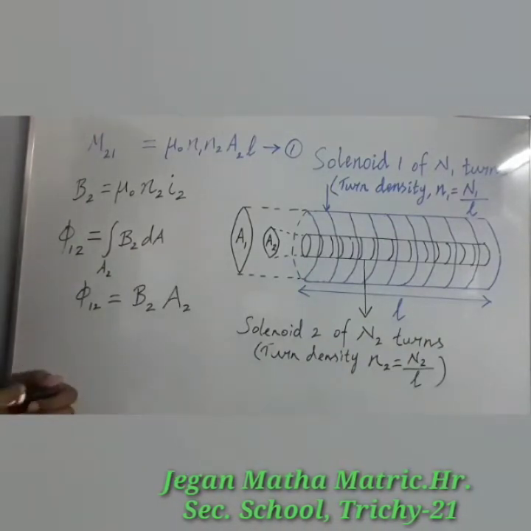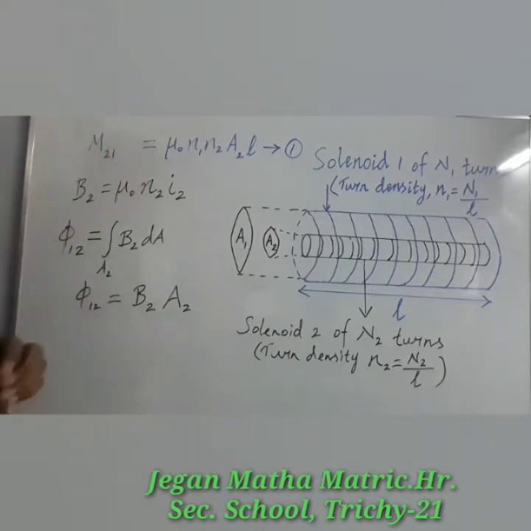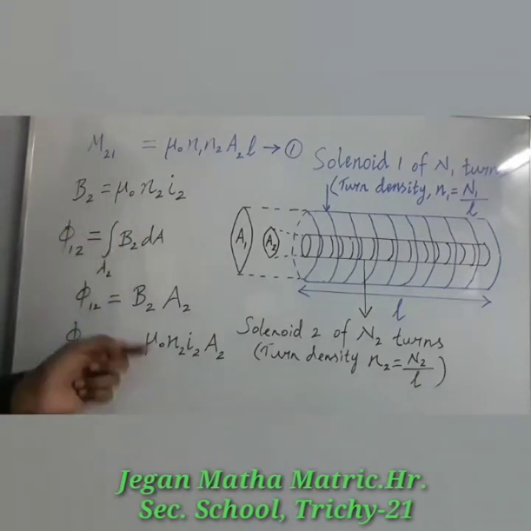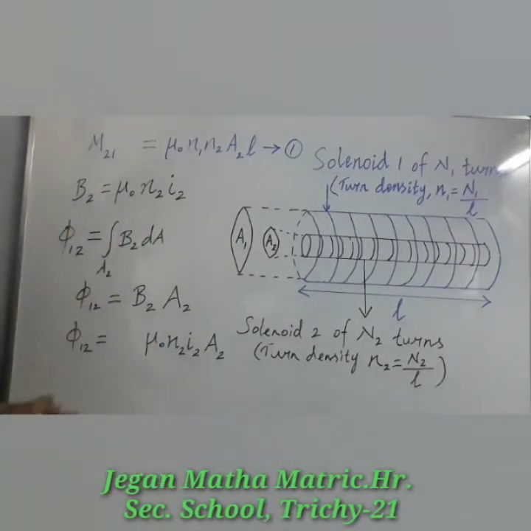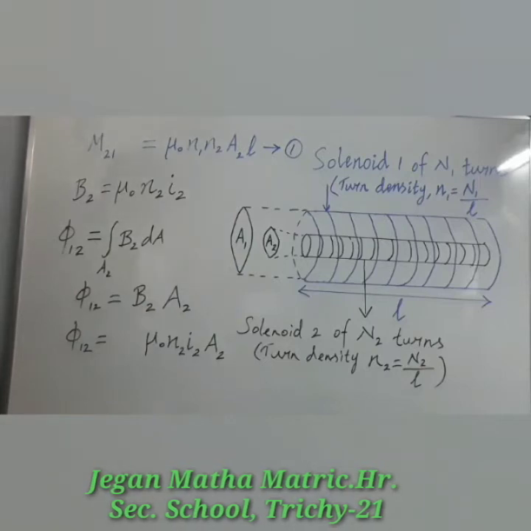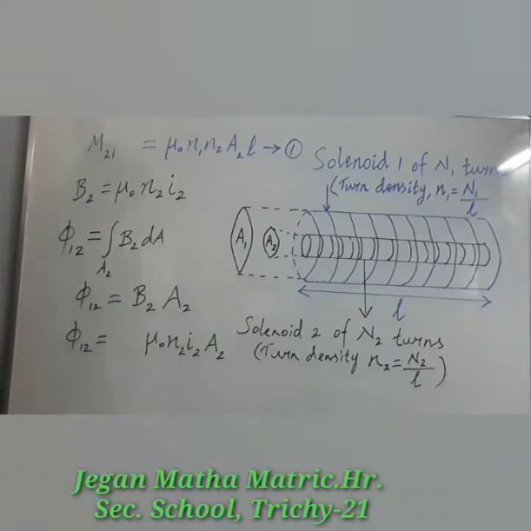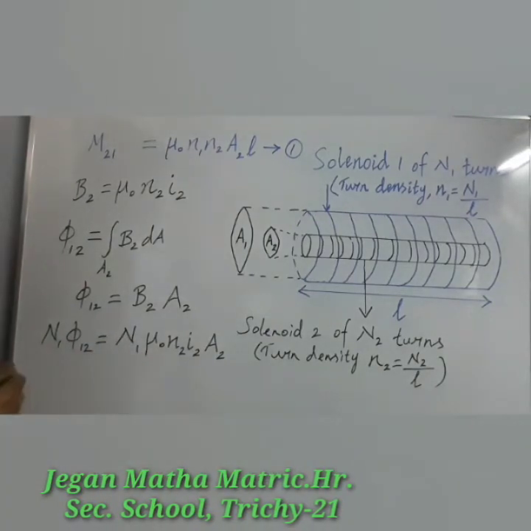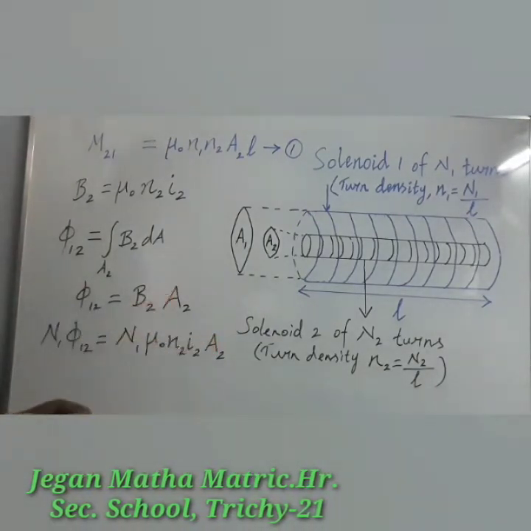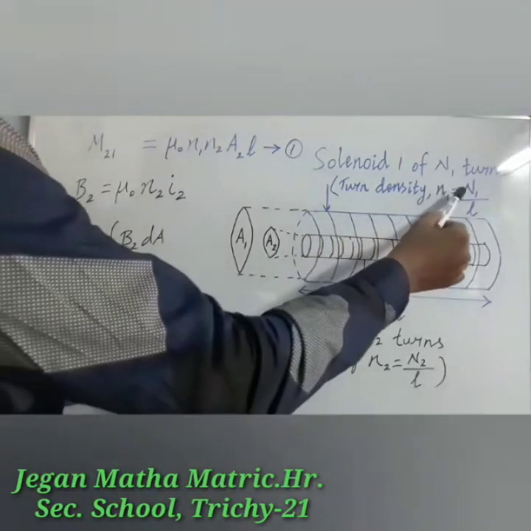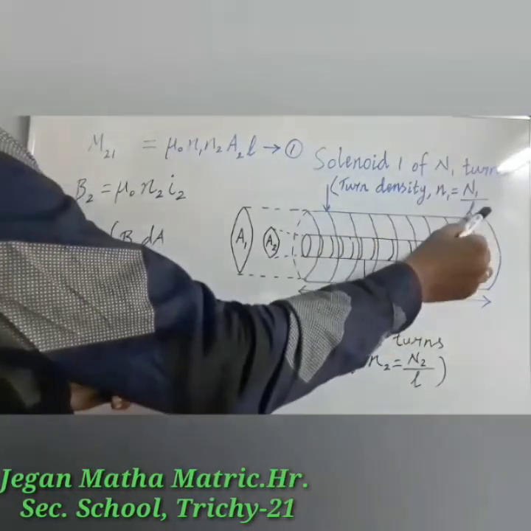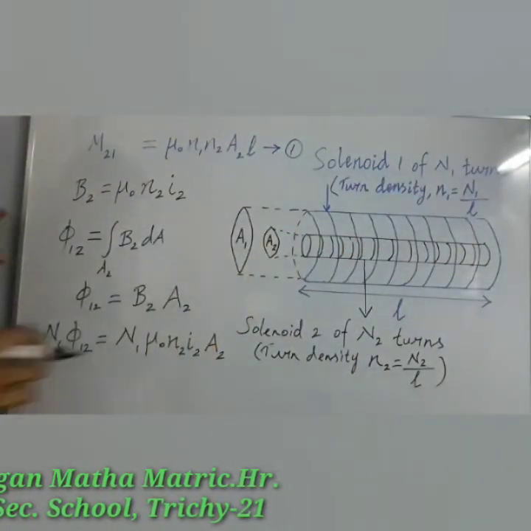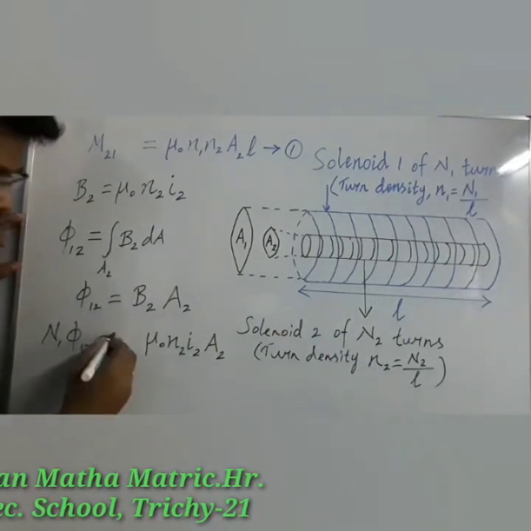Now we can apply the value of B2 from this expression. So this expression has to be substituted here. From this expression I have substituted the value. Now I am going to multiply both sides by the number of turns in the first solenoid, that is N1. Here also I am going to multiply with N1. But here small n, that is equal to N1 by L, so capital N, that is equal to small n into L, can be multiplied here. So it can be written as small n1 into L.